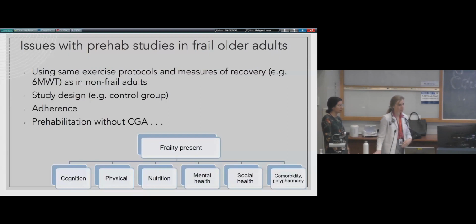And so expecting them to improve by 20 to 25 meters in a 6-minute walk test just might not be feasible. I think also issues in study design, also adherence. But the other aspect of this, and really what they talk about a lot in London when I was there, is what is the role of prehabilitation in these frail older adults without the comprehensive geriatric assessment part of it? So is it enough to do the exercise and the nutrition, or do you really need that comprehensive approach in these frail older adults to have the same outcome?